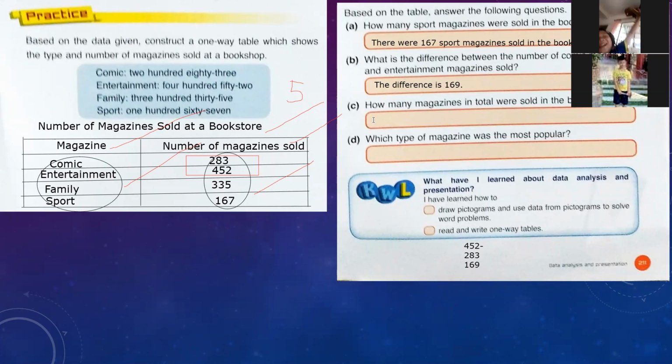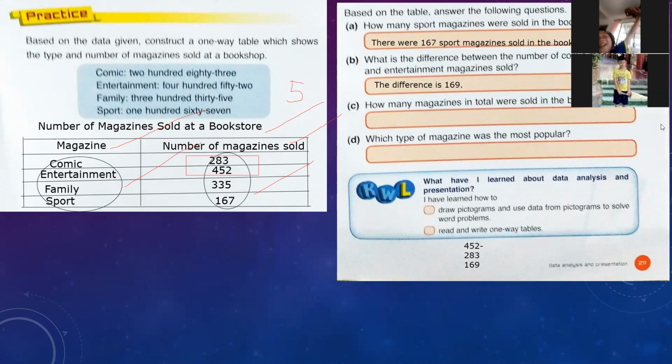Is that a complete sentence or not? Yes, a complete sentence. It is a complete sentence, but it's not super long, and it's not super short. It's normal. Okay, let's see. How many magazines in total were sold in the bookshop?